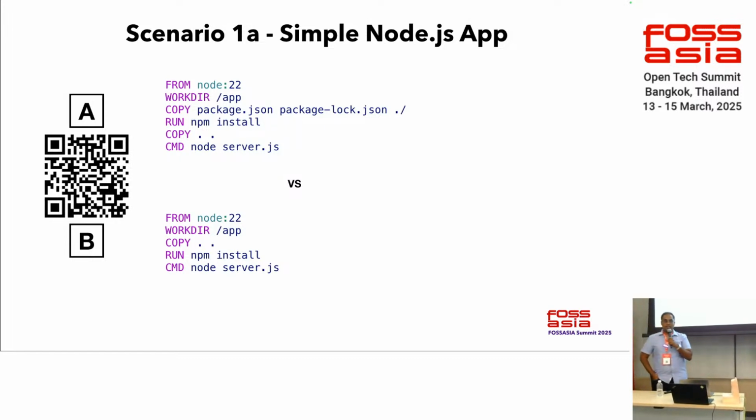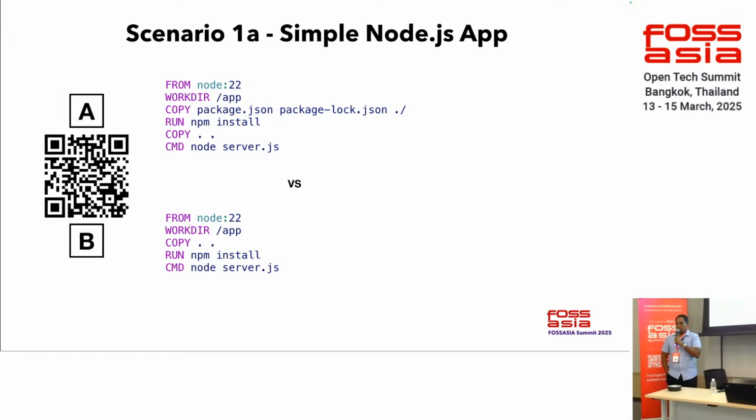Can anyone tell me what is the difference between the two Dockerfiles? In one, the install step is happening before the copy step, and here the install step is happening after the copy step. And you can scan the QR code and vote, which do you think is the best option? Or you can also say it. Anyone wants to try?